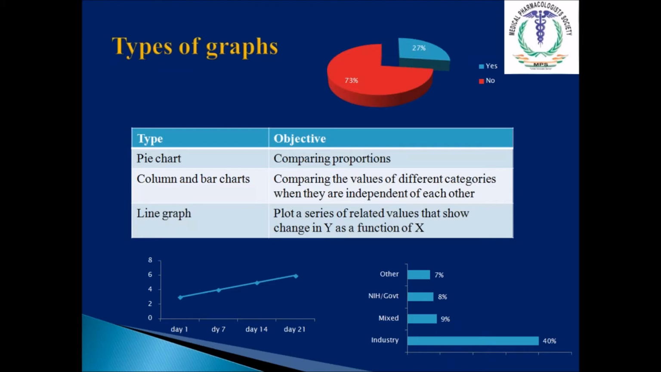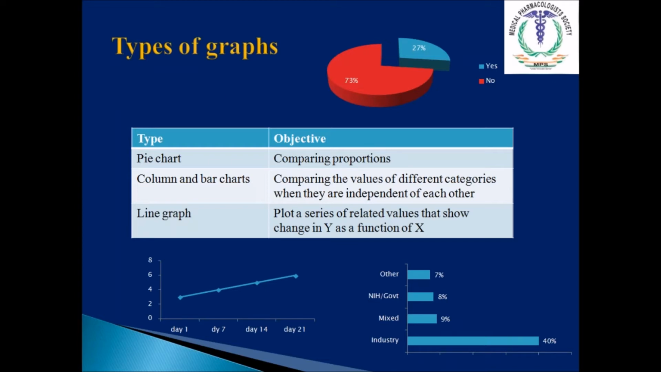Where would I use a line chart or line graph? It plots a series of related values, which shows that there is some relationship between the x-axis and y-axis. For example, on the x-axis we have days, and on the y-axis there is some parameter, maybe an increase in the nutritional value or Hb or something like that. So as the days pass on, the value is increasing.